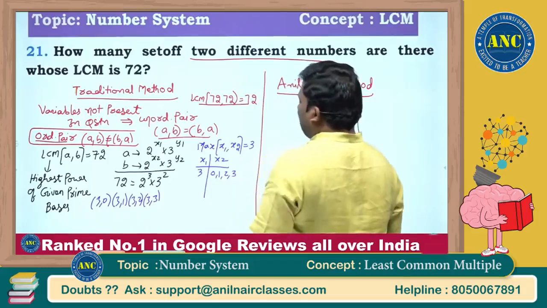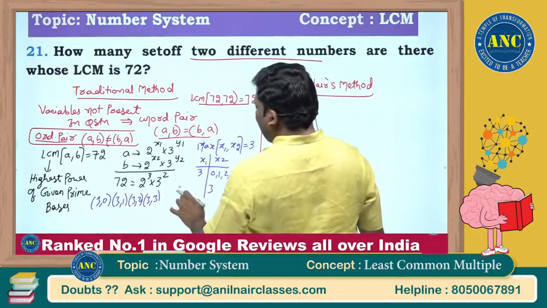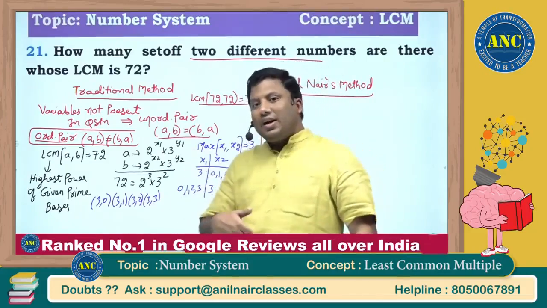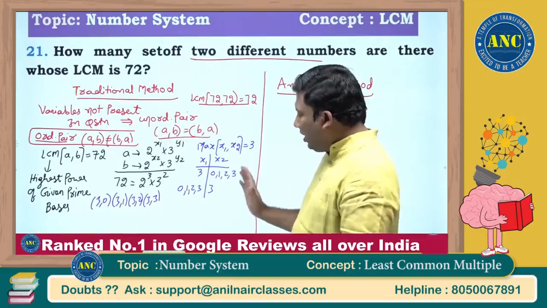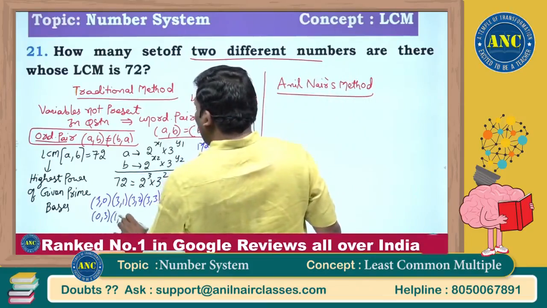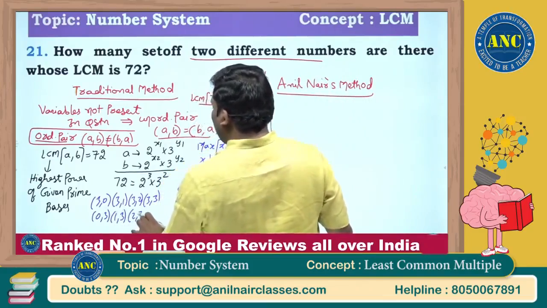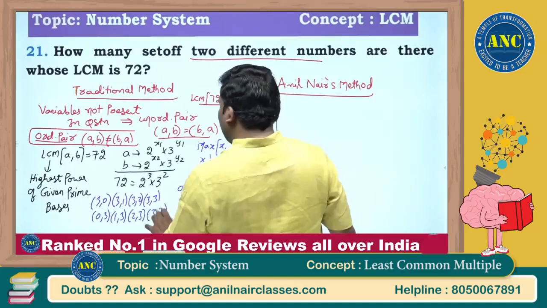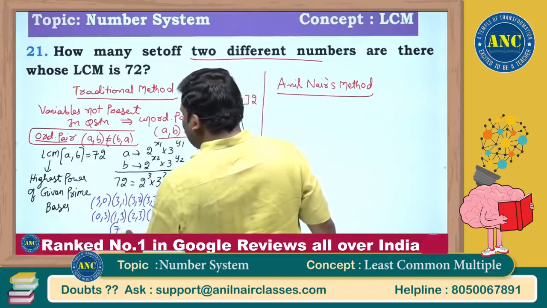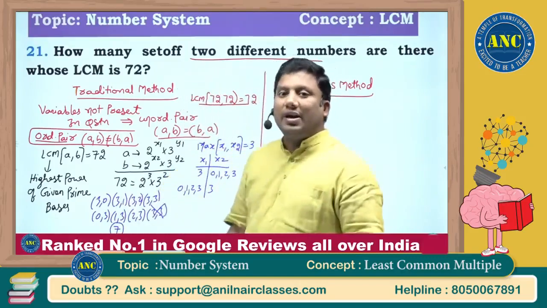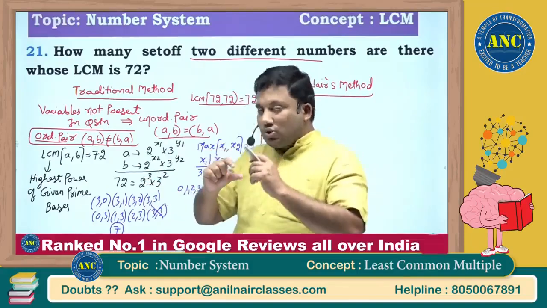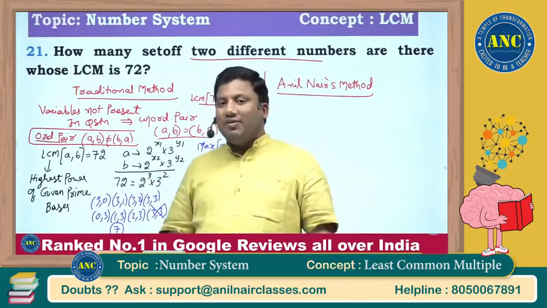If x2 takes 3, x1 can take 0, 1, 2, 3. Either x1 can take 3 or x2 can take 3 or both of them can take 3. Next cases are (0,3), (1,3), (2,3), (3,3). (3,3) I wrote 2 times. 1, 2, 3, 4, 5, 6, 7. Total 7 cases are there for the power of 2. See here logically, the answer contains 2 power 3. This 2 power 3 should be the highest power of the given prime base.